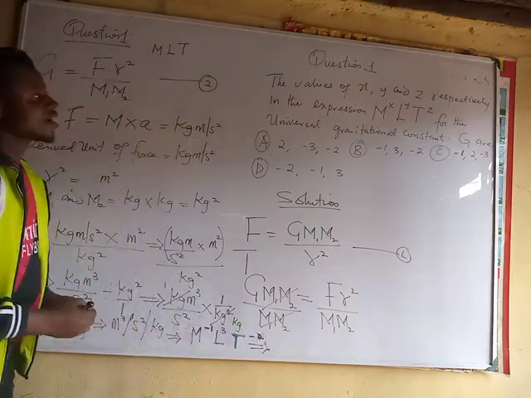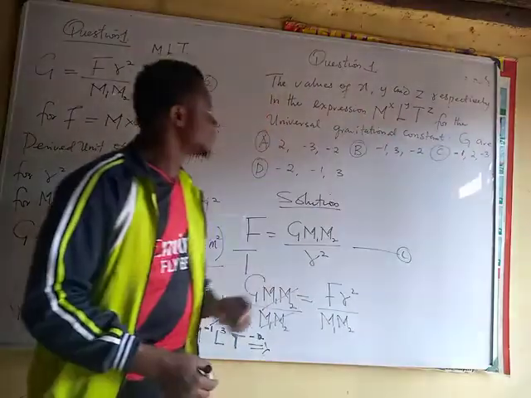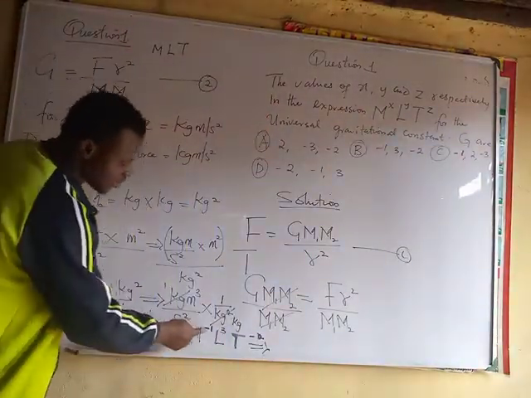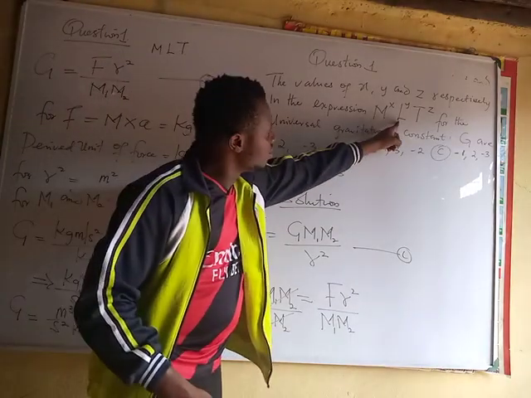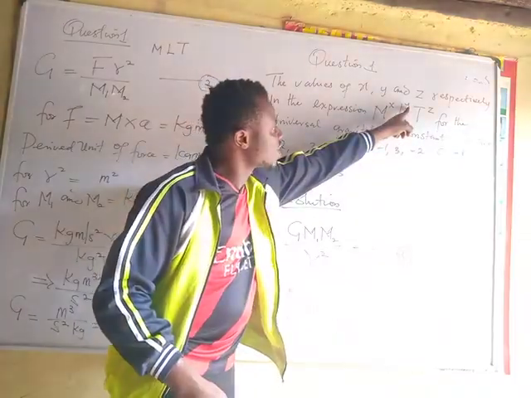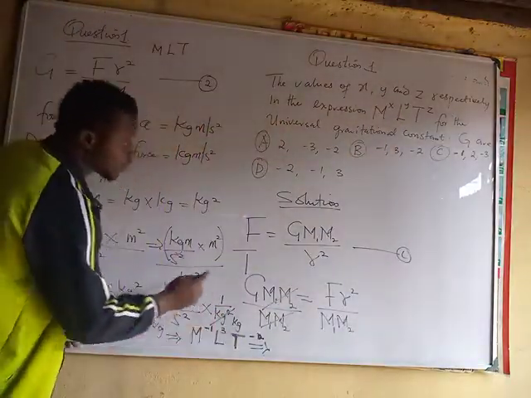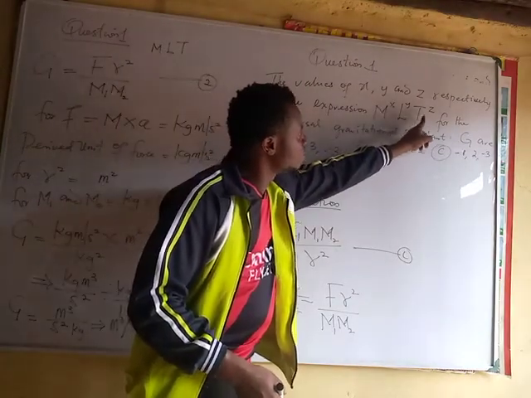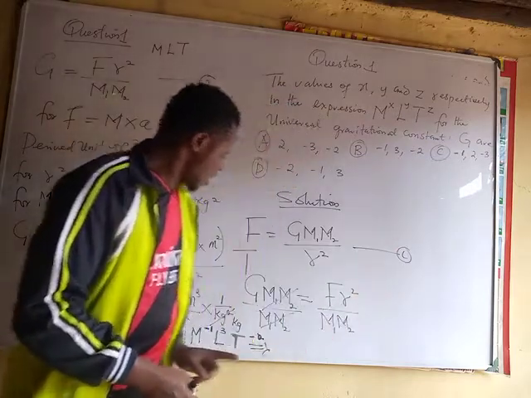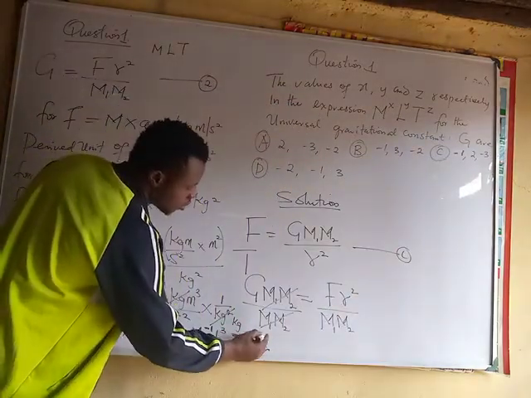that the mass we have here is representing our x, and our x is having minus 1. Then the length is representing our length, which has the power of y. Our y here is 3. And the time has the power of z, and that z is the power of minus 2.